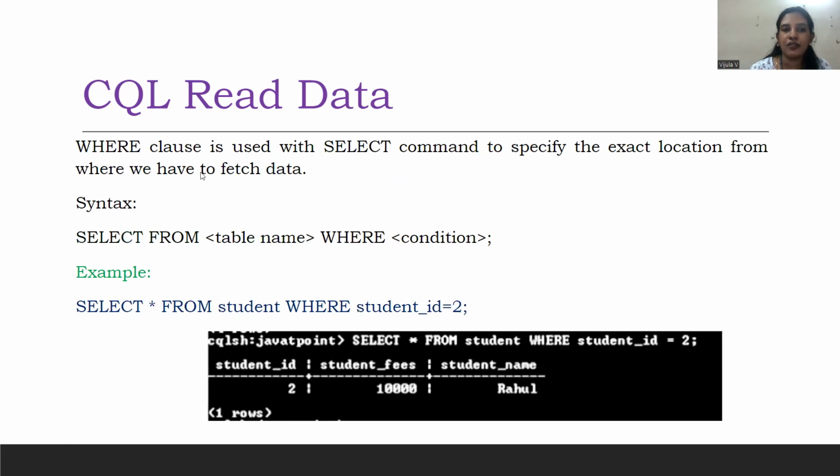And where is used as a clause with the select command to specify the exact location from where we have to fetch data. That is, the syntax is select from table name, where, and the given condition. So here we have to select from the table name student, where we are going to look into the student ID.